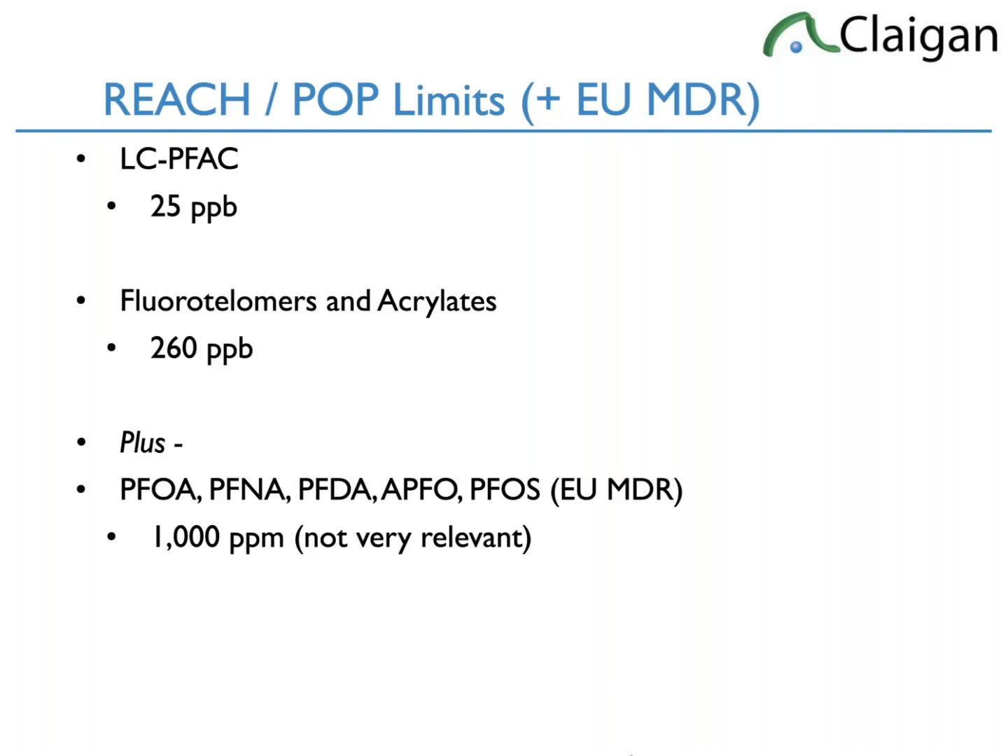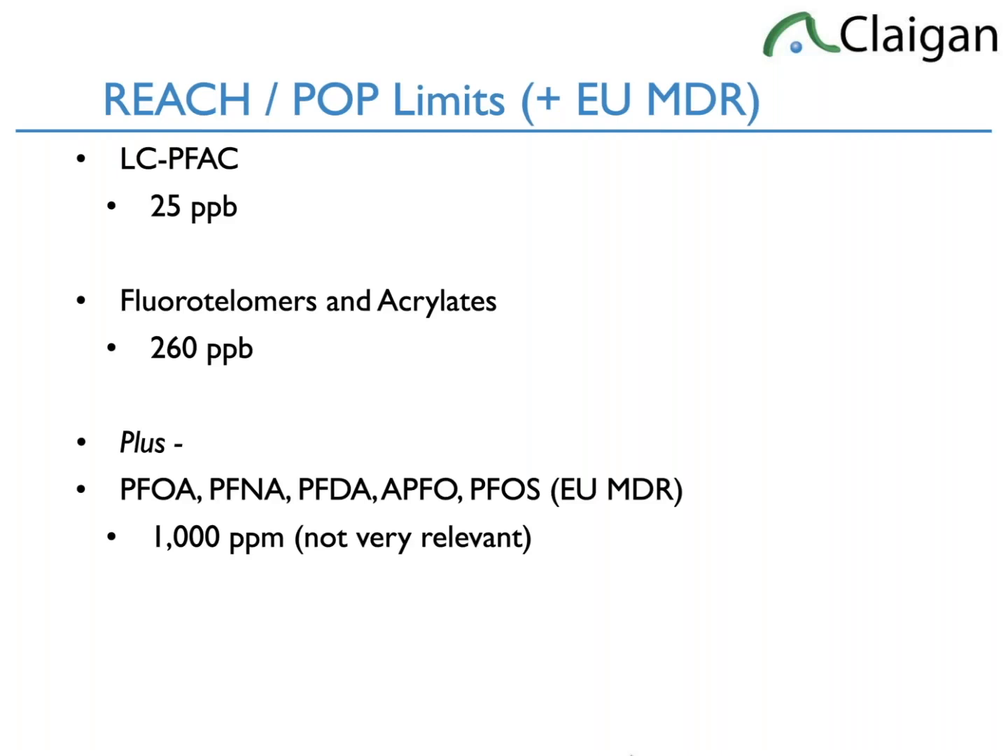So the long chain PFACs under REACH are banned at 25 parts per billion. Medical devices a bit later than normal products. Fluorotelomers and fluoroacrylates are not long chain PFACs, but they can degrade into them according to the guidance paper and rules. So they're regulated at 260 parts per billion. And there's 5 long chain alkyl carboxylates, well, 4 and 1 sulfonate, that are banned under EU MDR. However, it's 1,000 parts per million, which is pretty irrelevant, as these chemicals are trace surfactants, maybe 1 part per million at most for any one of these in a fluoropolymer.